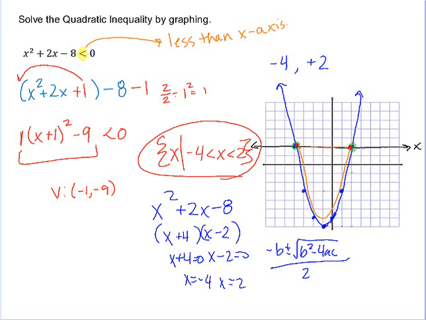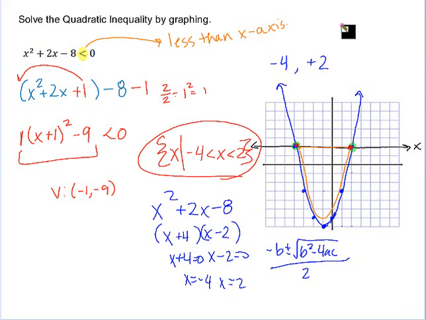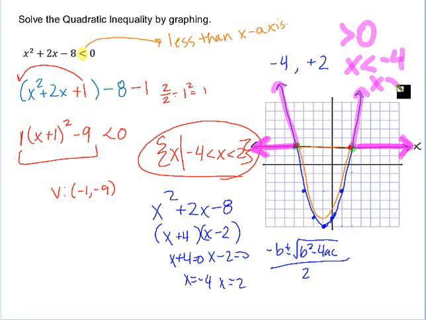Now, if our inequality said greater than 0 here, on your graph, here's the portion of the graph that's greater than 0. So that would be referring to over here and over here. So if it said greater than 0, over here x is less than -4, and over here x is greater than 2. So that would have been your solution if we started off with greater than 0. It just depends on where your graph is.